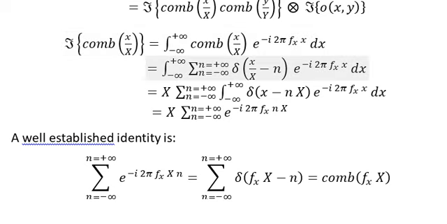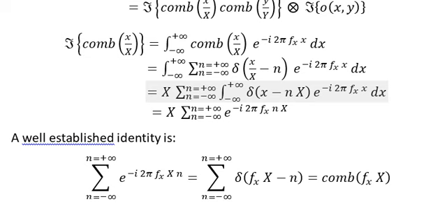Now in the second row we have put the value of the comb of x in terms of the summation of delta signals we have described earlier: the summation from n equals minus infinity to plus infinity of delta of x over capital X minus n. Now you see that if you take this capital X common from the delta function, it will be inverted, that is, the reciprocal will be multiplied with the delta function. So anything that is taken common from the delta function, you have to take the reciprocal of that. So if you take 1 over X common from delta, that will be the reciprocal of 1 over X, which is capital X.